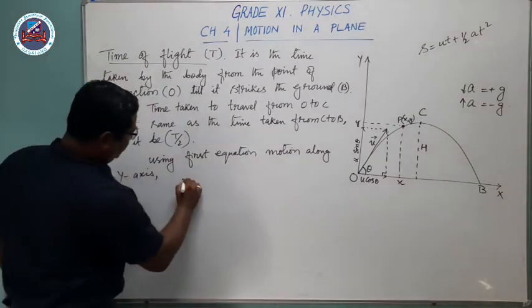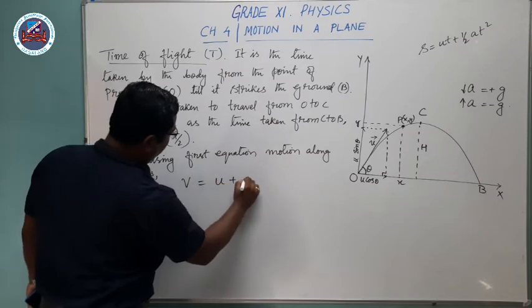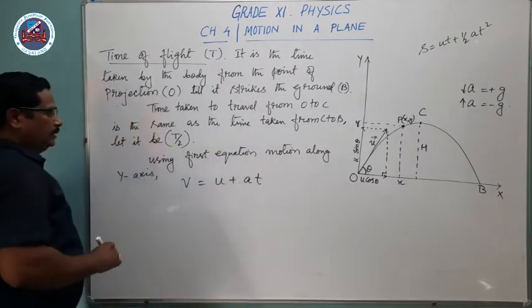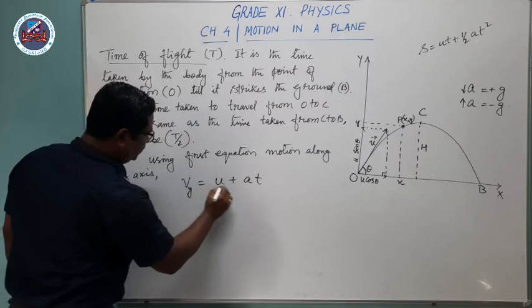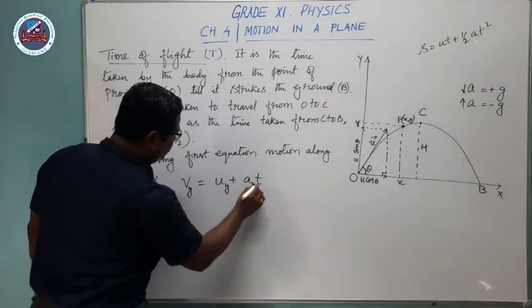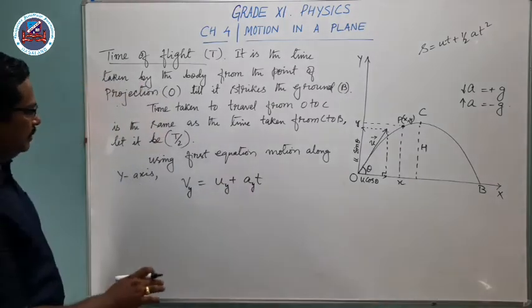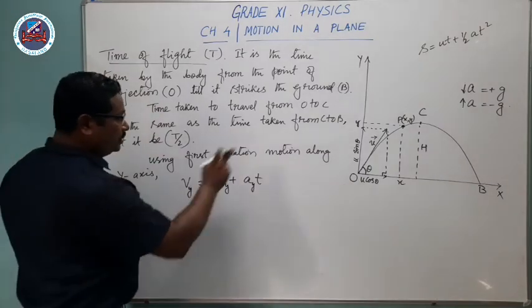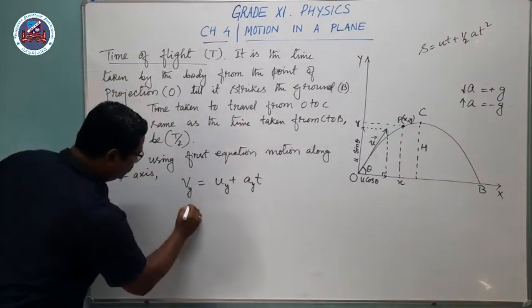You will get v = u + at. This is your formula. Write down the first equation of motion along the y-axis. Time is t. The remaining values: velocity at the topmost point is 0. The final velocity is 0.